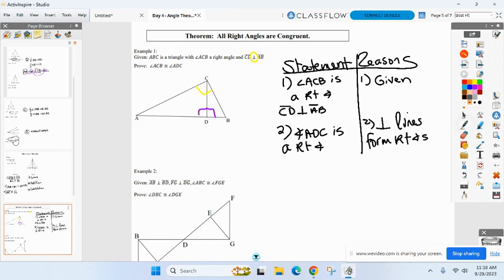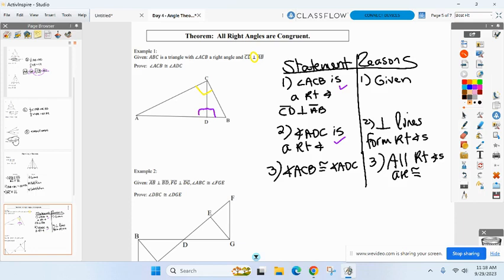All right, now take a look. I've told you ADC is a right angle, and I've told you ACB is a right angle. Now you can tell me in step 3 that they're congruent. But what has to happen in your proofs is, you need to tell me they're right angles first before saying they're equal. Diagrams don't count. And here's our new theorem today: all right angles are congruent. So that is how I use this new fact, this theorem I'm giving you.